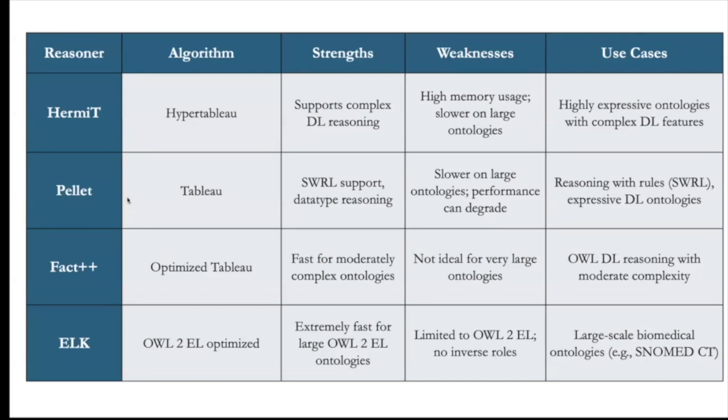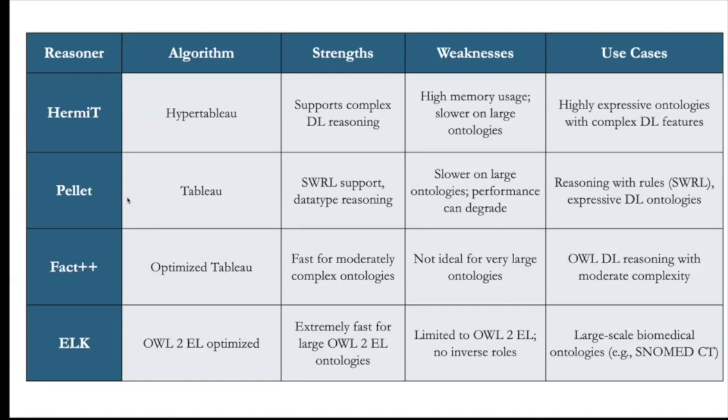Pellet, one of the earlier reasoners, just uses the standard Tableau. It can support things like conditional reasoning with SWRL. Incidentally, Hermit can as well. And it can also handle data type reasoning, so can Hermit. It is slow on large ontologies and its performance can degrade over time. In fact, very similar. It has some other optimization features. Mostly though, it's very fast for moderately complex ontologies. It's terrible with large ones. You might not even stop. Yeah, it's a kind of moderately sized complexity.